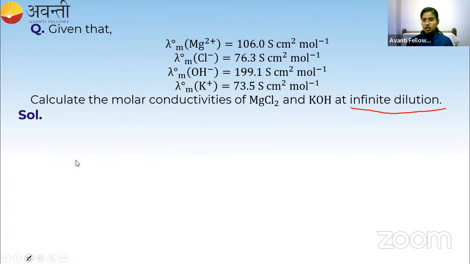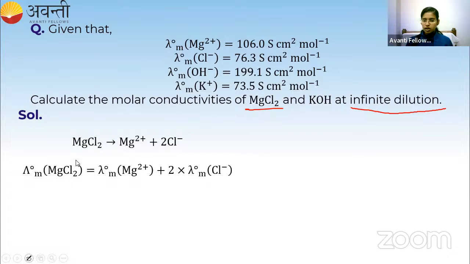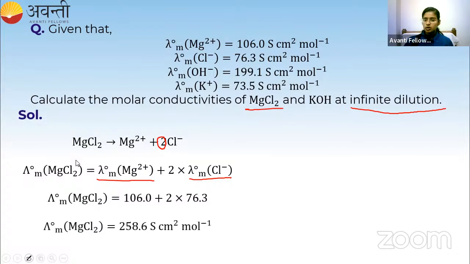It is very easy actually. What are the ions present in MgCl2? In MgCl2, I have magnesium 2 plus and 2 Cl minus. One cation and 2 anions. So if I have to write the lambda m naught for MgCl2, I can write lambda m naught of Mg2 plus, and since I have 2 Cl minus here, 2 into lambda m naught of Cl minus. I have the values of both in the question, so I can substitute directly. For Mg2 plus it is 106, and for Cl minus it is 76.3, multiplied by 2, and you will get 258.6 Siemens centimeter square per mole.